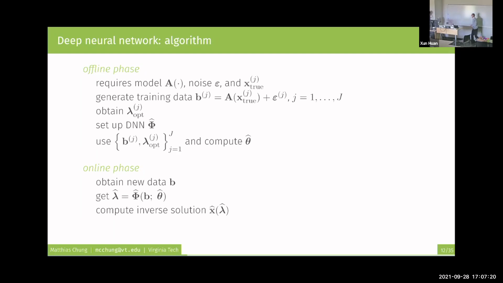We have a question online here. What would be the best approach to choose the prior? A functional form of the prior, I assume, is the question. That is not easy to answer.